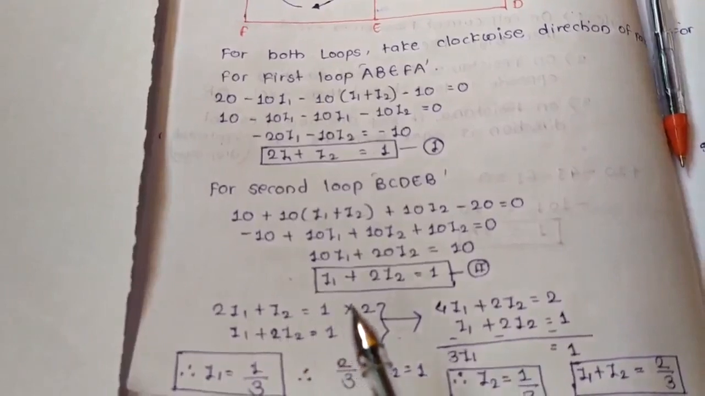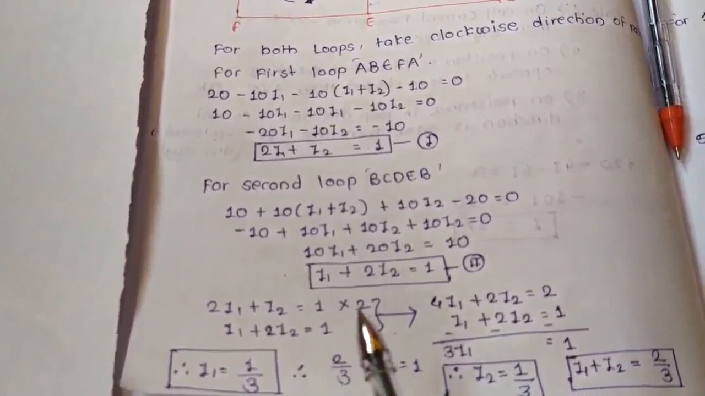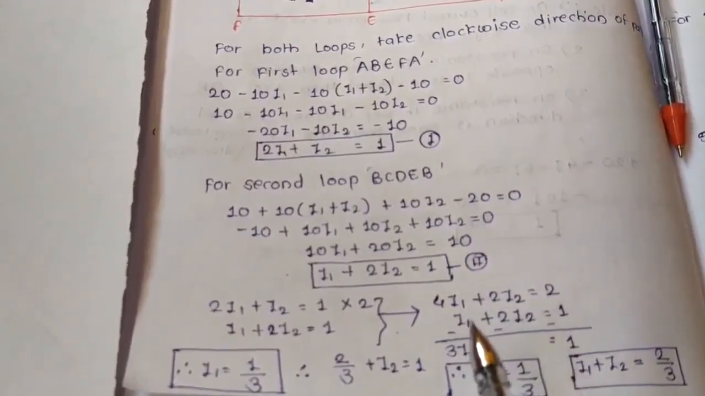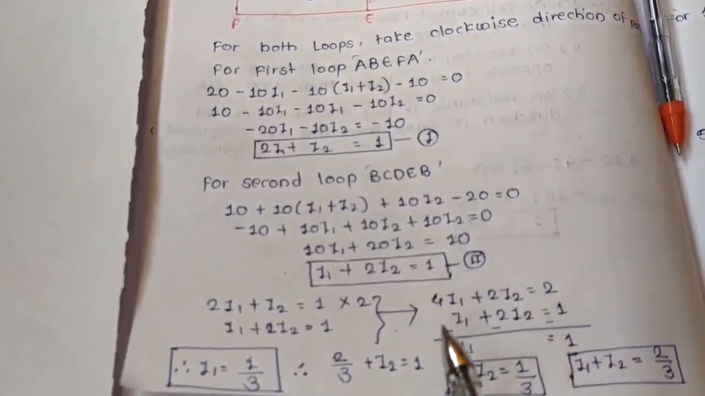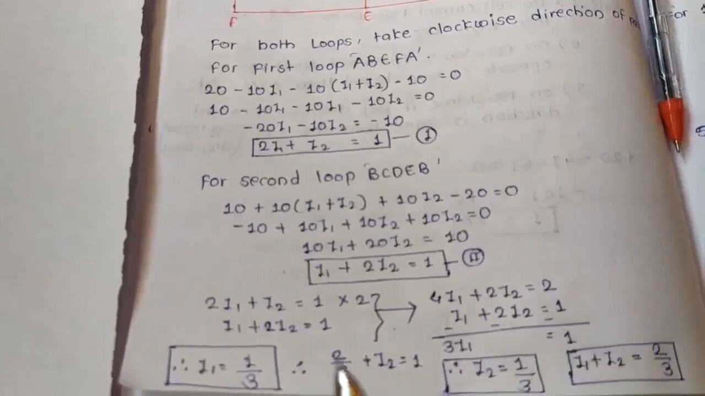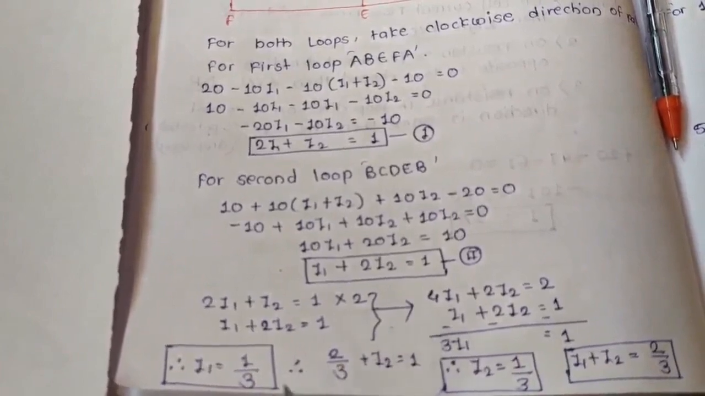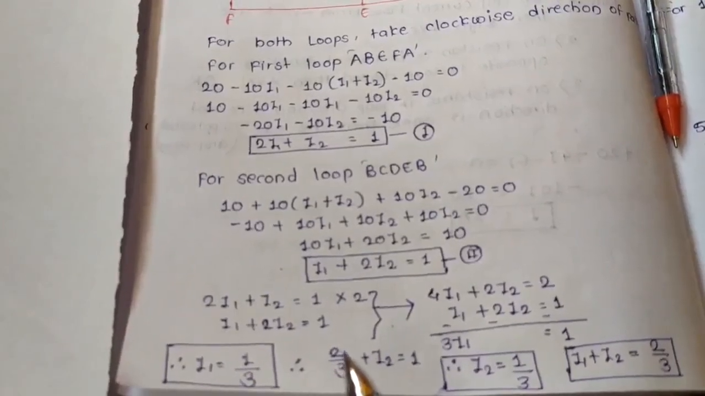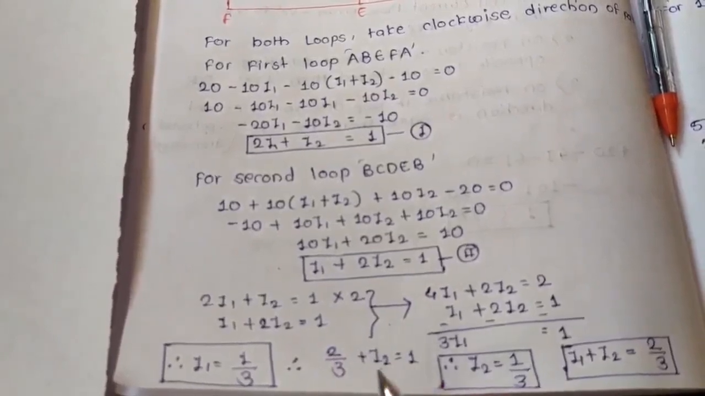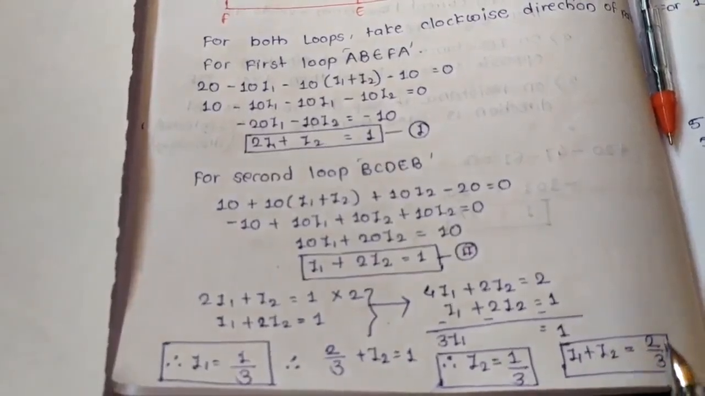Simple mathematical calculations. Equation first is multiplied by 2. We get 4 I1 plus 2 I2 is equal to 2. And equation second minus from it. Then we get 3 I1 is equal to 1. Hence I1 is equal to 1 by 3. Okay. Now put this value in equation first. Hence 2 into 1 by 3, 2 by 3 plus I2 is equal to 1. Hence I2 is equal to 1 by 3. And I1 plus I2 is equal to 2 by 3.